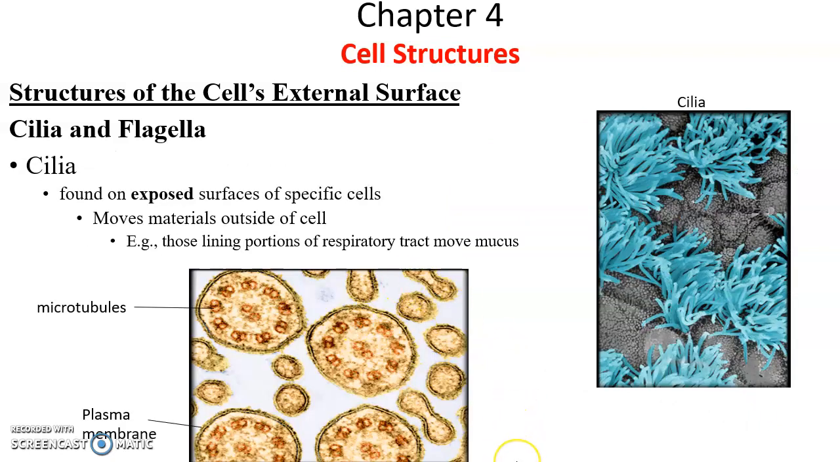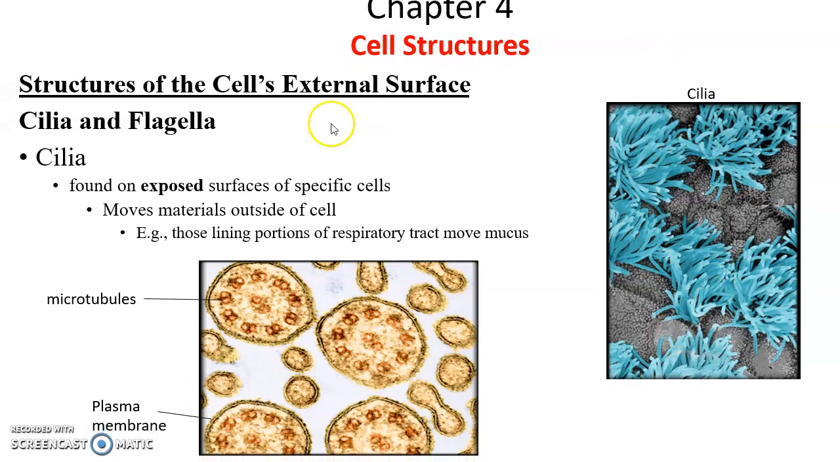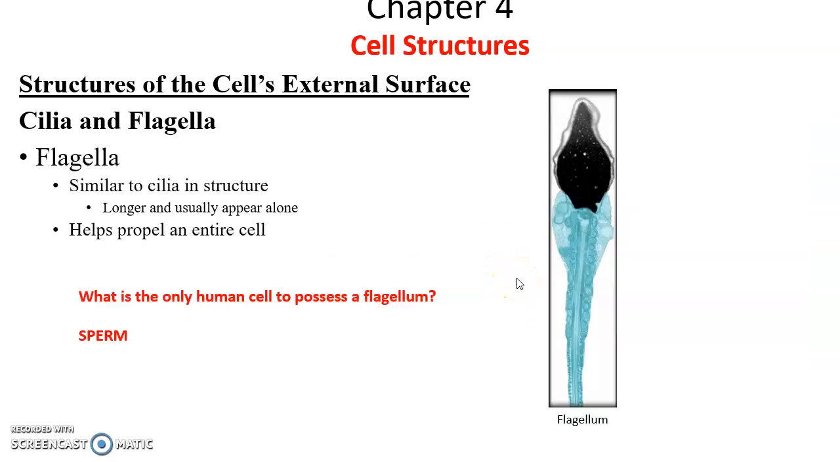And the cilia, when it's found on a cell, you find lots and lots of cilia on the surface of the cell that is exposed to space. So the exposed surface of a cell may have lots and lots of cilia on that surface. And the job of the cilia is to beat, to move, to generate a current, to move things outside of the cell. So cilia move things outside of the cell. Here you can see a cross-section of a cilia with all those microtubules inside of the cilia. And the cilia is found in cells, for instance, lining the respiratory tract. In that case, it's moving mucus.